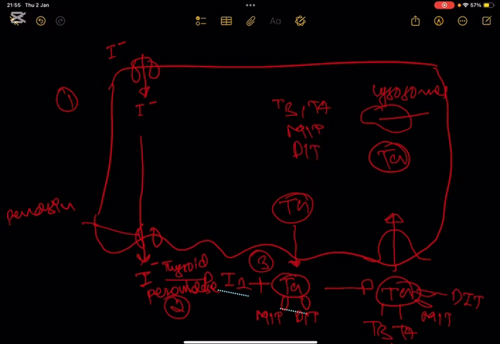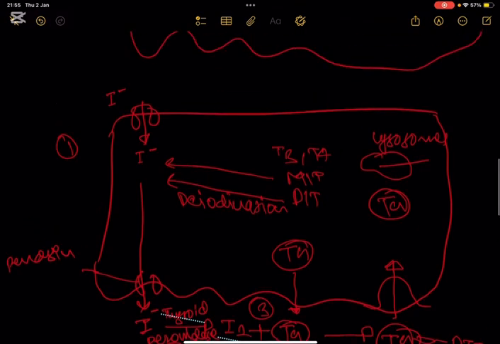This MIT and DIT undergo the deiodination process. They will lose the iodine molecules, right, iodide ions, and this T3 and T4 are released into blood, and the final step is known as peripheral conversion of T4 to T3.